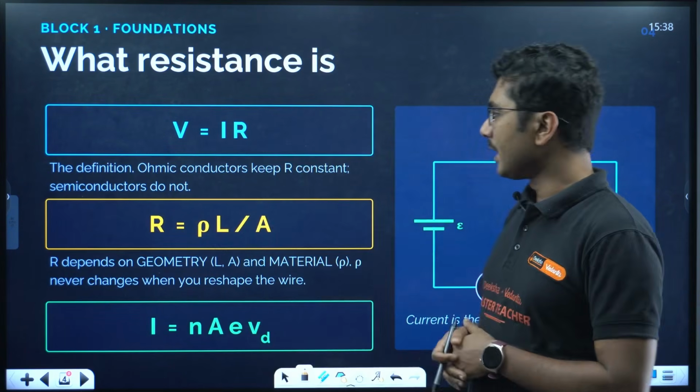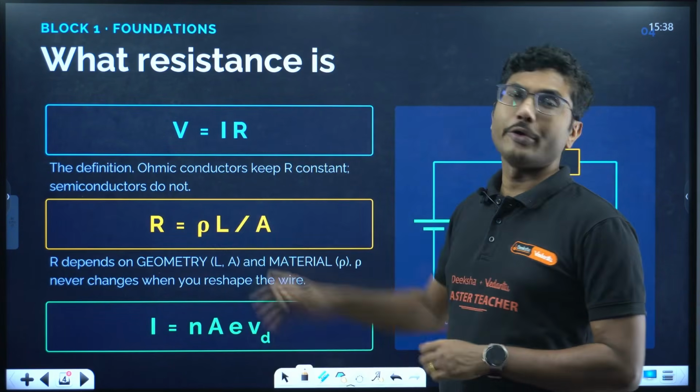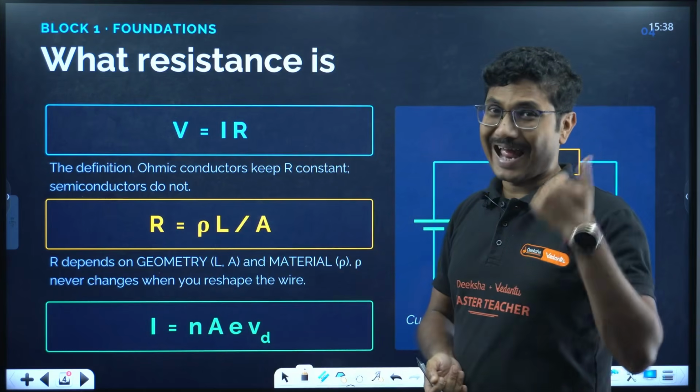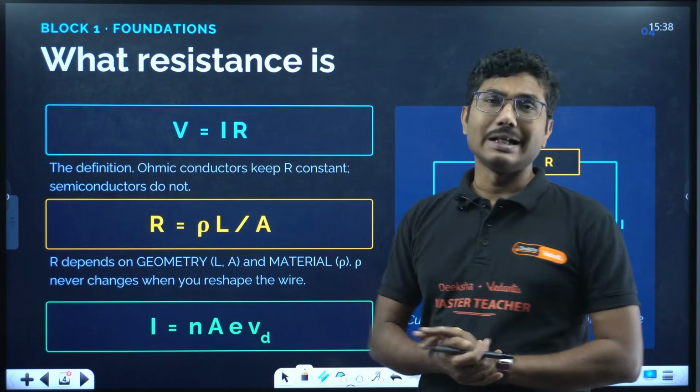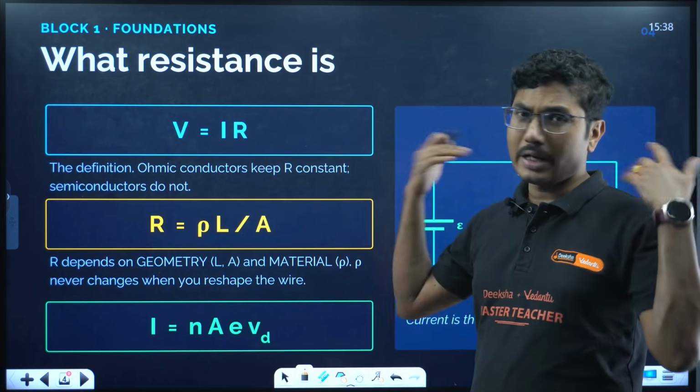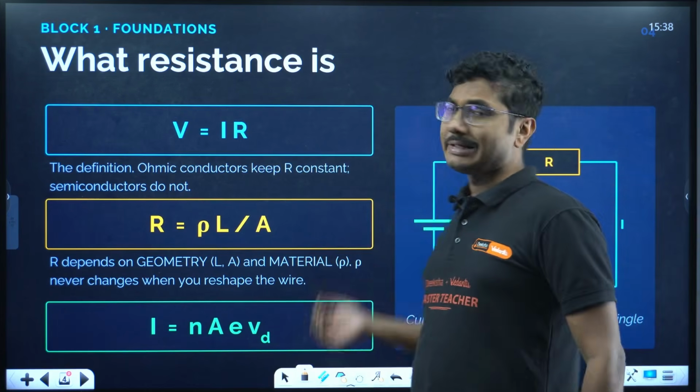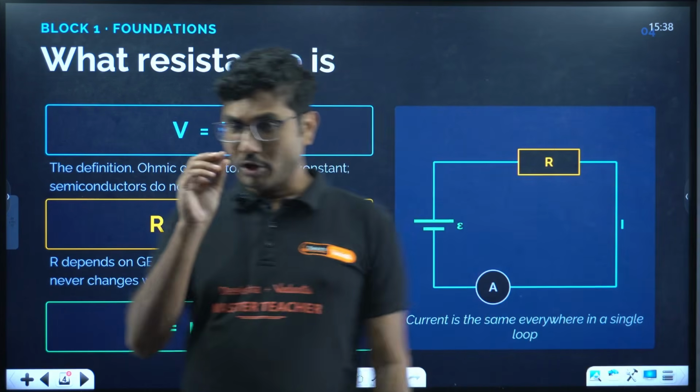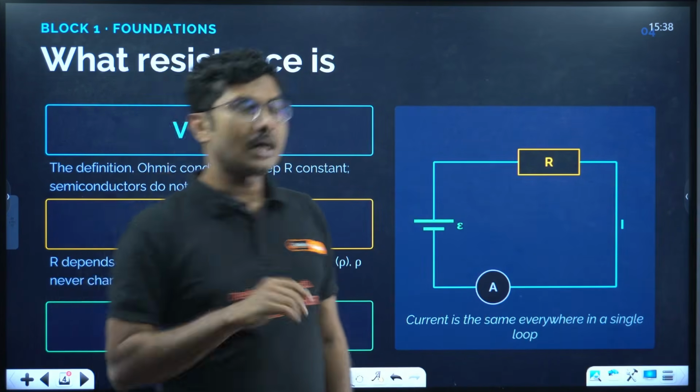Now this rho is determined by the material and the temperature. L is the length of the wire. The longer the wire, the higher the resistance. A is the area of the wire. The smaller the cross-sectional area, the higher the resistance.